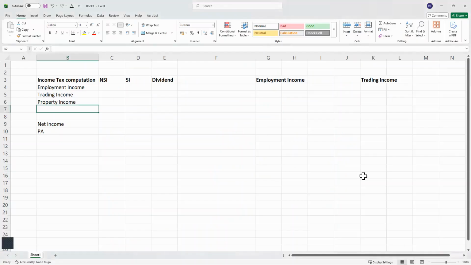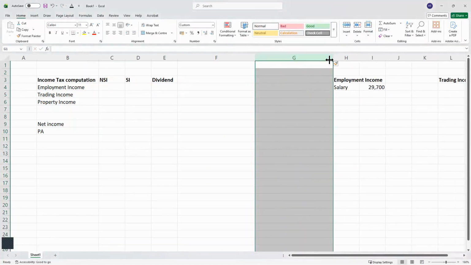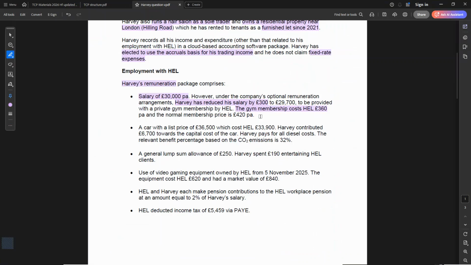So the first thing we're going to feed into our employment income calculation is the salary of £29,700. So this is an easy first mark, and normally where we have employment income, there'll always be a salary element, so that will sit under cash. We'll then have a section for benefits and then any allowable deductions. In this part of the question, we've also been told that Harvey is provided with a private gym membership by HEL, and we know that this would be a taxable benefit for Harvey.